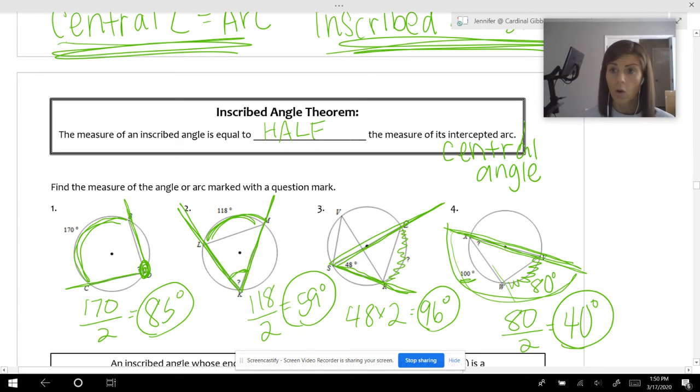Okay, so all of the rules and properties that we learned last week, they still apply. So you can use all of those relationships to find missing arcs and angle measurements that might then help you to find information that you need.